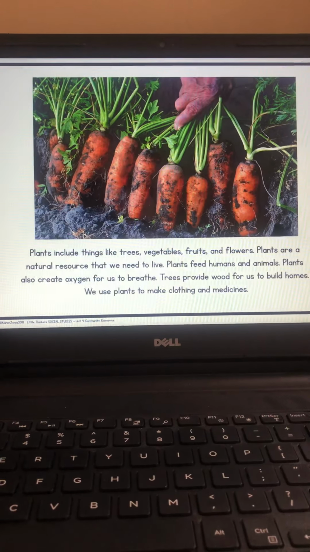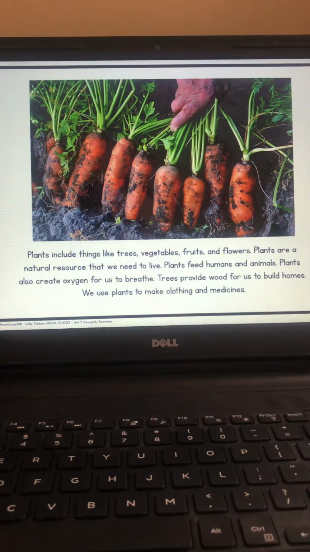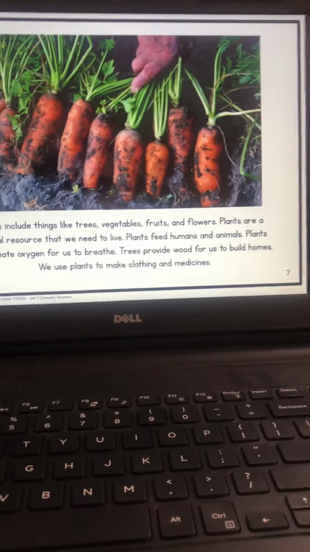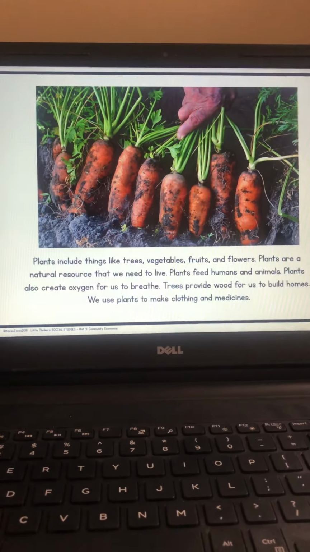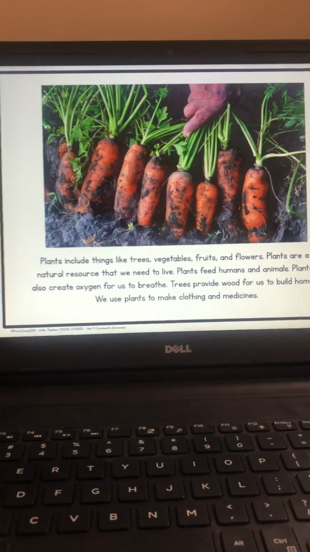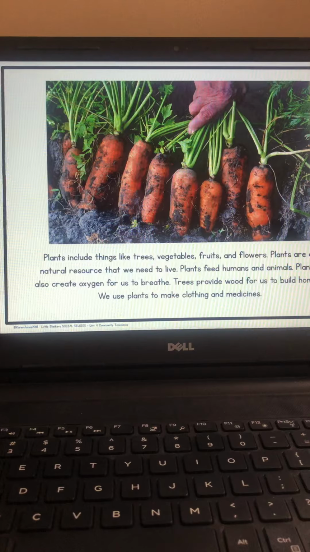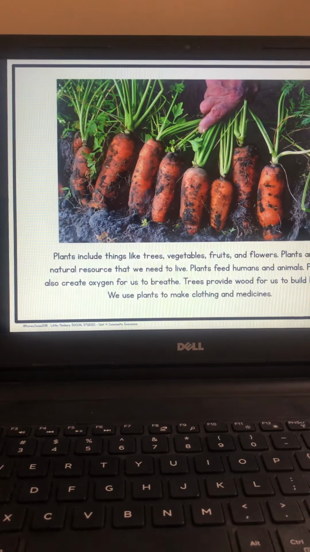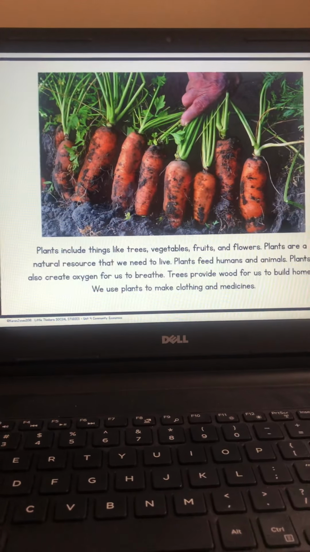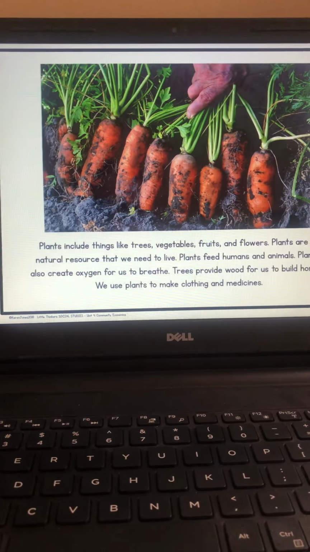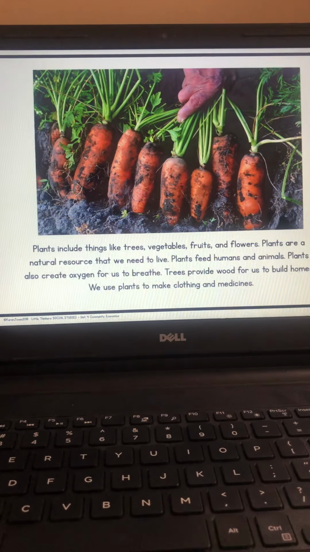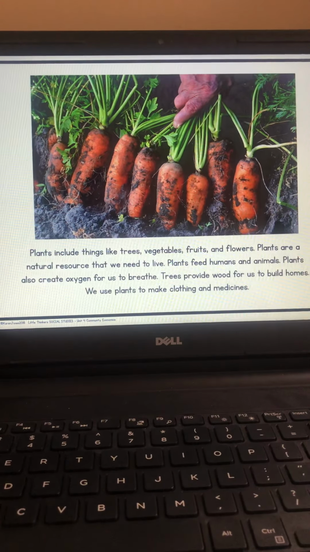When you breathe in, you're breathing in oxygen. Where do we get that oxygen from? Well, we actually get it from plants. When you breathe out, you're breathing out what's called carbon dioxide, and carbon dioxide is what the plants breathe in. So the plants need carbon dioxide to breathe. We need oxygen. So it's kind of like we trade them. We breathe out carbon dioxide so they can breathe it in, and they breathe out oxygen so we can breathe it in. So not only do we eat plants, but we also actually need them to breathe.